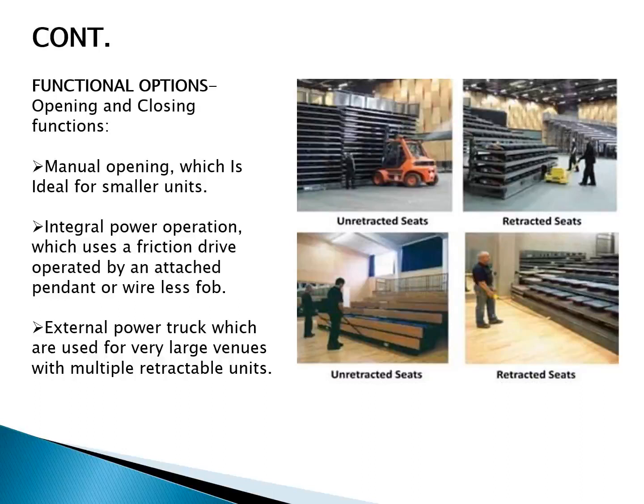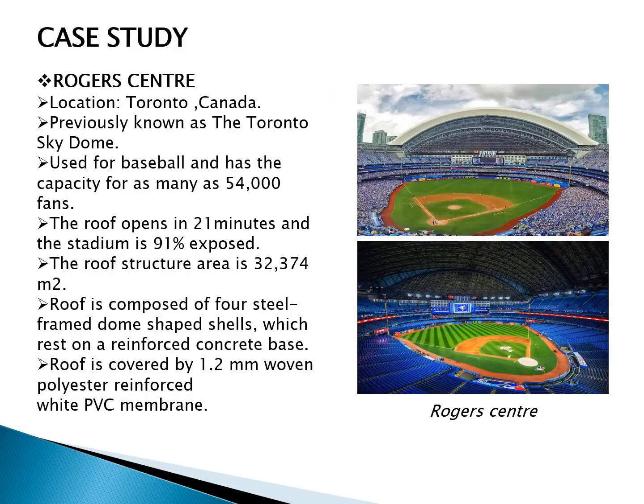Now we are going to discuss the functional options of the seating systems: opening and closing functions. Manual opening, which is ideal for smaller units. Integral power operation, which uses a friction drive operated by an attached pendant and wireless fob. External power track, which is used for very large venues with multiple retractable units, as we see in the following photos. In the case study, I want to tell you about the Rogers Center.